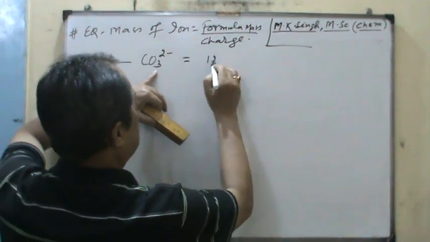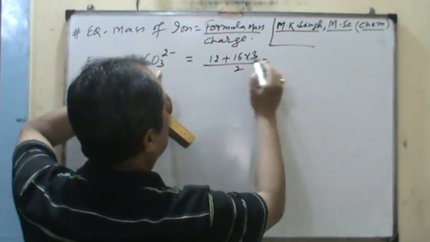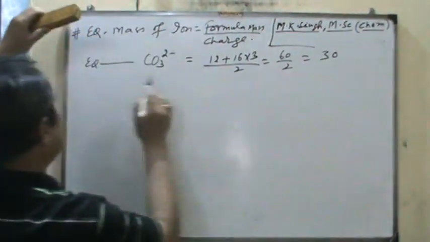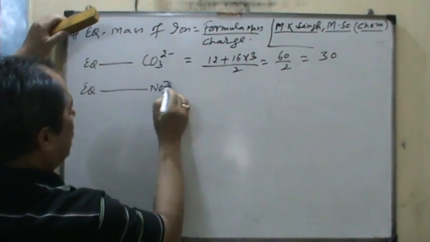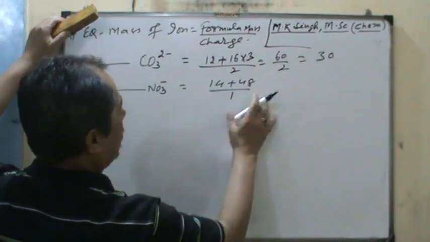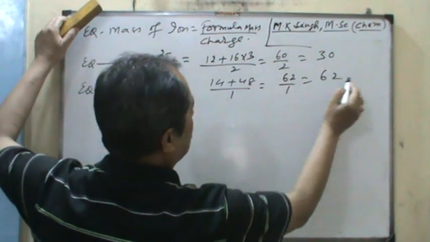So 12 plus 16 into 3 divided by 2. This is 60 by 2. So what is your answer? 30. Equivalent mass of nitrate ion, 14 plus 48 divided by 1. That is 62 by 1. So what is your answer? 62.